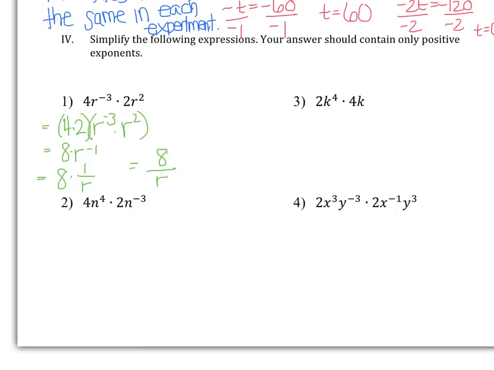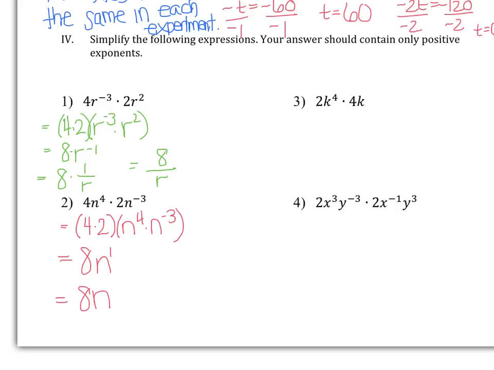For number 2, I'm going to do the same thing, and I'm going to group my numbers together, so 4 times 2. And I'm going to have n to the fourth times n to the negative third. Well, 4 times 2 is 8, and n to the fourth times n to the negative third: I'm going to keep the base and subtract the exponent, so 4 minus 3 is 1. So I could leave this as my answer, or just 8n.